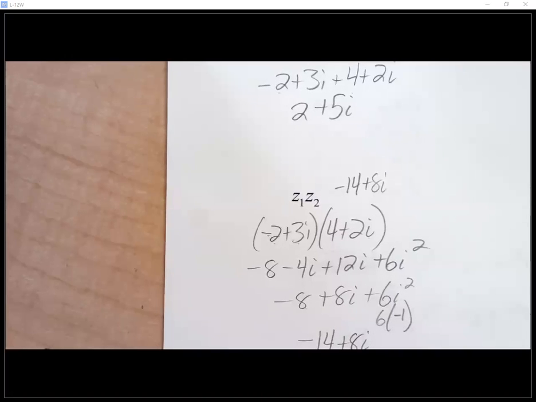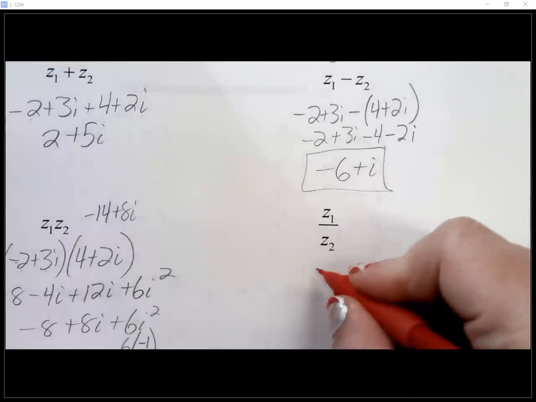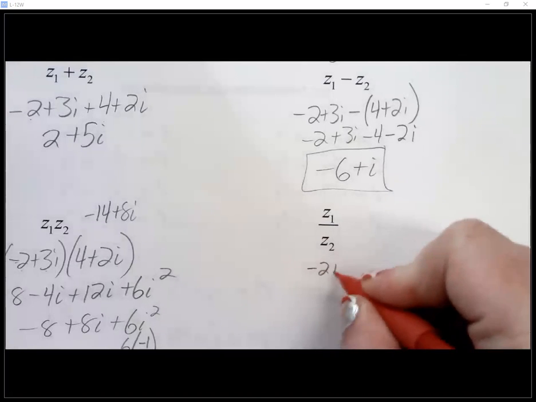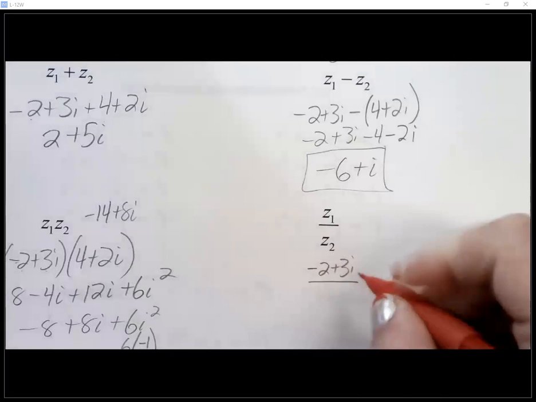So anyway. How do we divide? Oh boy. Let's try this. So you have -2 plus 3i. We're going to divide it by 4 plus 2i.